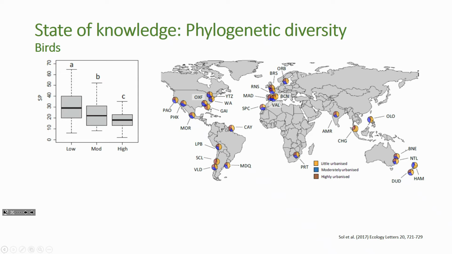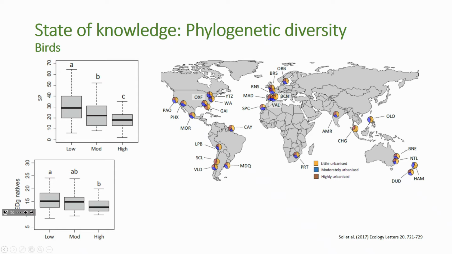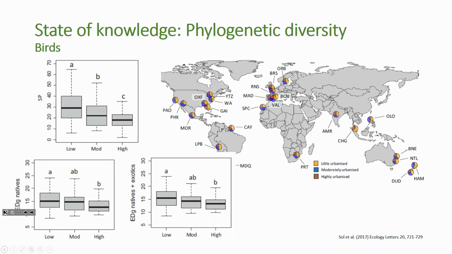This is first again species richness, and you nicely see that species richness of birds is highest in areas of low urbanization intensity, and it's lowest where urbanization is highest. Now, if we look at a measure of phylogenetic diversity, this is now called ED, evolutionary distinctiveness. It's again, as I said, a measure of phylogenetic distinctness or diversity. We see the same pattern. It's highest where urbanization is low, and it's lowest where urbanization is high. And that's the case for native birds, and also if we combine native and non-native birds. So again, it seems that urbanization has a negative effect on phylogenetic diversity. It increases species richness, it decreases phylogenetic diversity, and well, for functional diversity, we don't know.